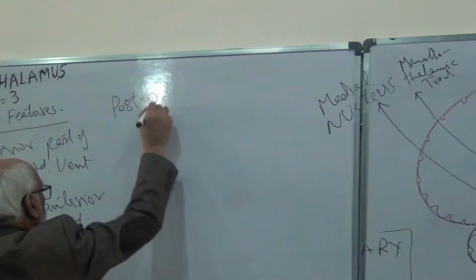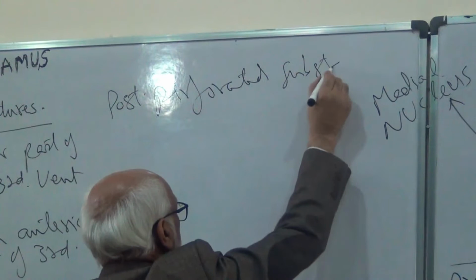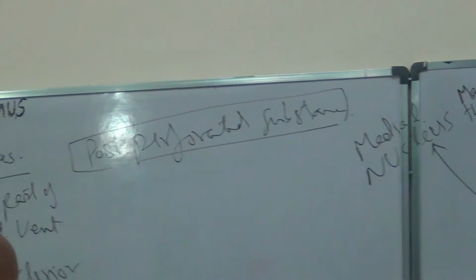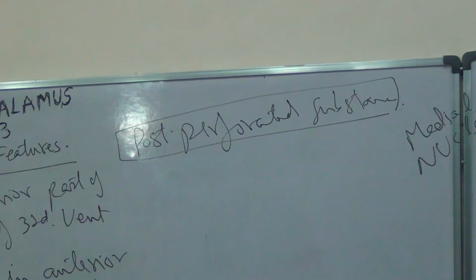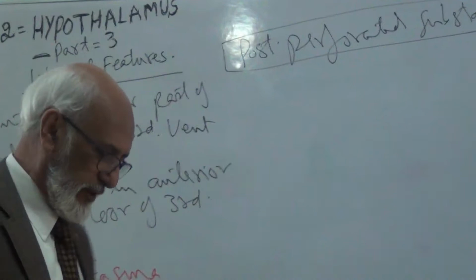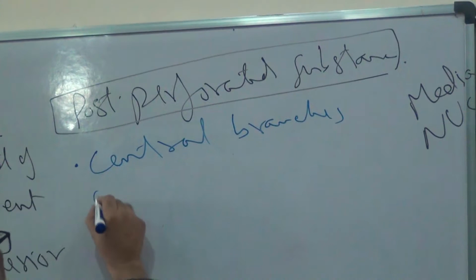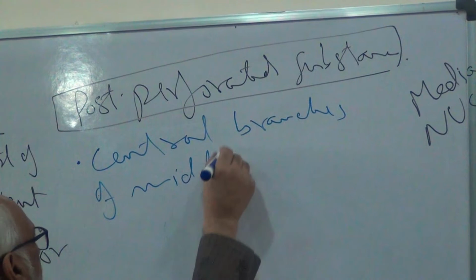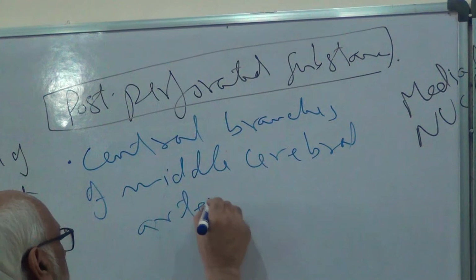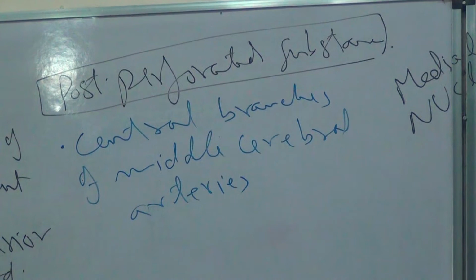Now posterior perforated substance, part of the hypothalamus, is located in the anterior part of the floor of the third ventricle. So it is a layer of brain tissue which has several perforations, and through these perforations central branches of middle cerebral arteries enter the brain to supply the nuclei inside.